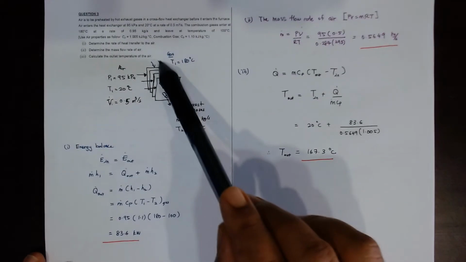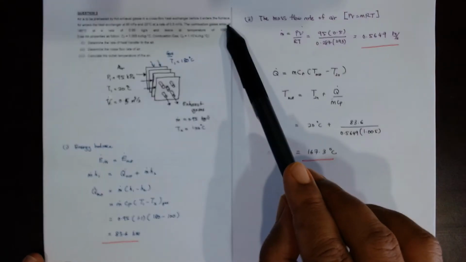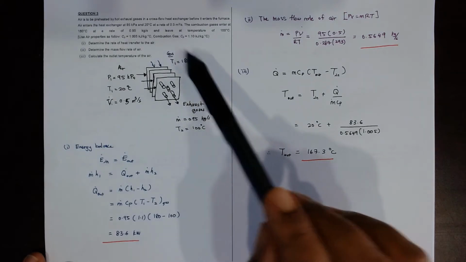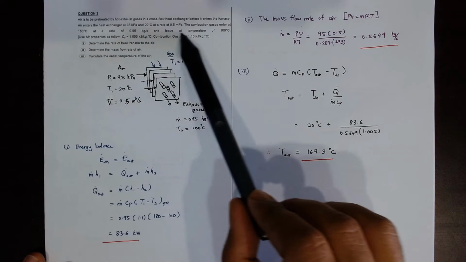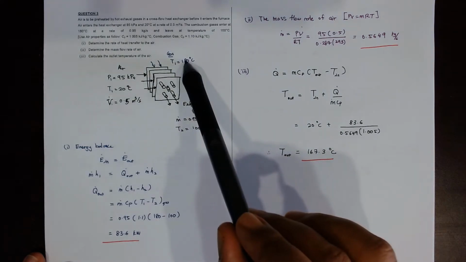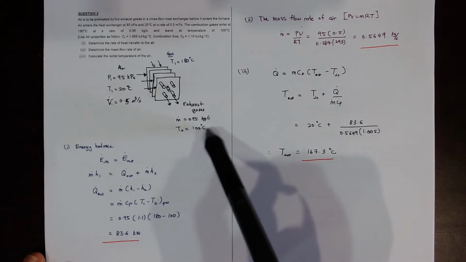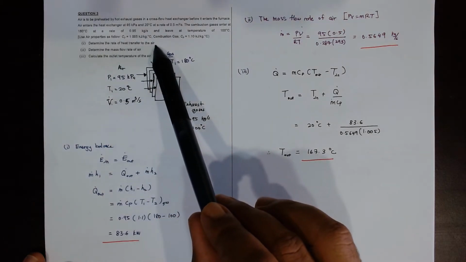They enter at 180 degree Celsius. The combustion gas enters at 180 and leaves at 100 degree Celsius, at a flow rate of 0.95 kilogram per second. So determine the rate of heat transfer to the air.